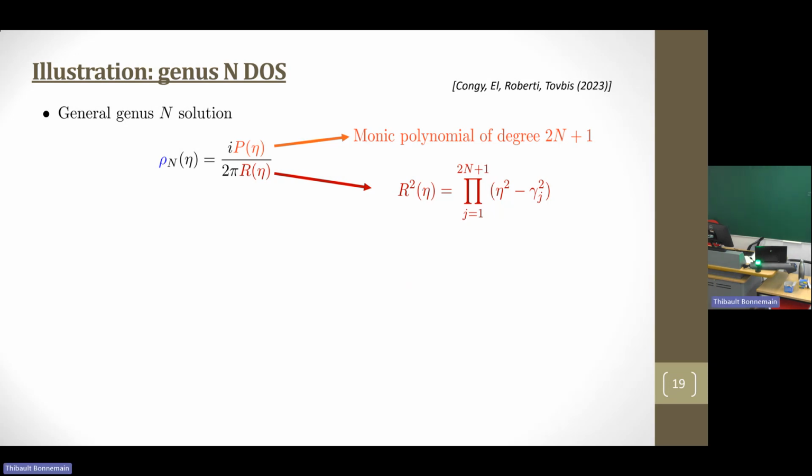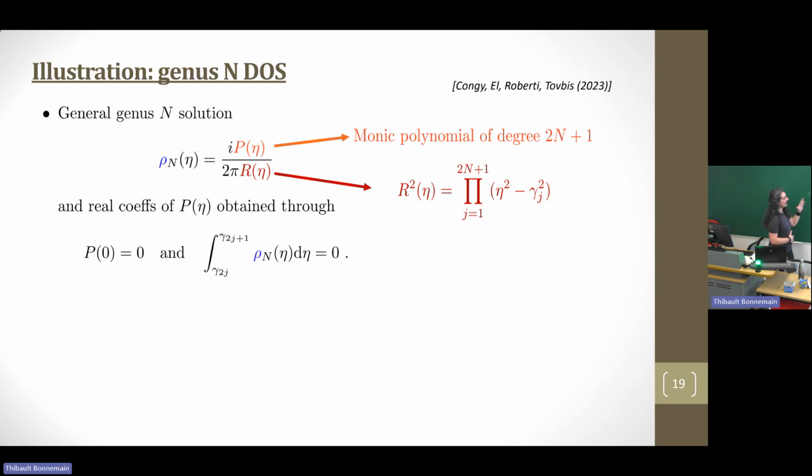And here you have the radical of the Riemann surface associated with the spectral support. And P here has only real coefficients, and you can find those coefficients through this normalization condition over the gaps. Right? So what you need to do is solve those 2n equations, right? And there is only one solution, and then you have completely specified the density of states.